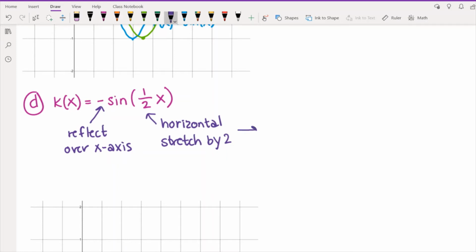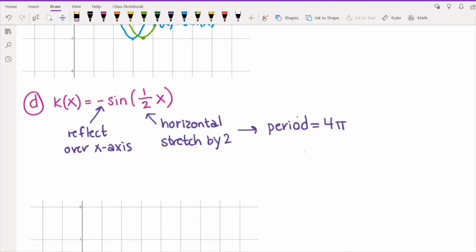And so what does that tell you? Well, the period, instead of being 2 pi, is going to be 4 pi. It's going to be twice as much. And you could also have done that by, remember the general rule is you take 2 pi and you divide it by whatever this number is. So you could do 2 pi over 1/2, and that would give you 4 pi. Or you can just think, oh, it's been stretched by 2. Okay, cool. That means that it's twice as wide.